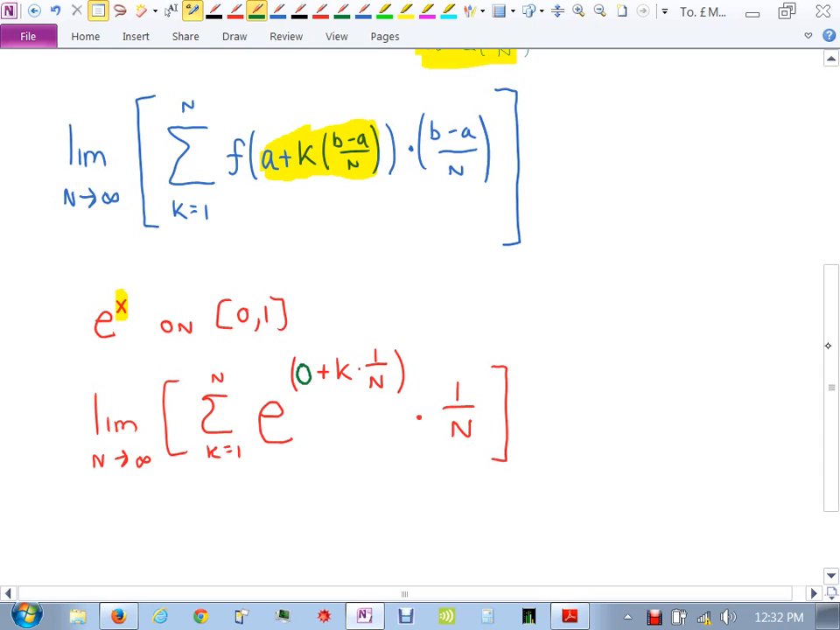Now, that limit we don't have a formula for. We know how to add up k, right? The sum of k is n times n plus 1 over 2. The sum of k squared is this. But we don't have a formula for e to the k over n. So we would be stuck. But that's the setup for it.